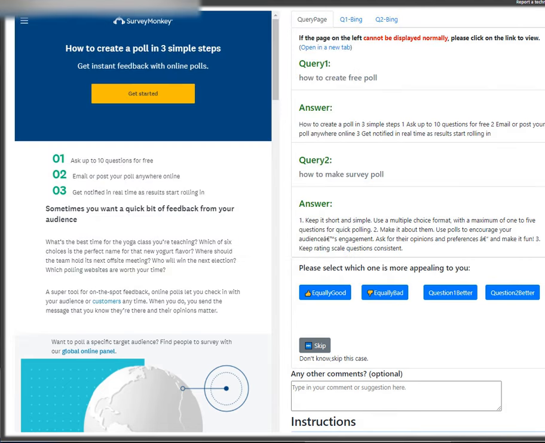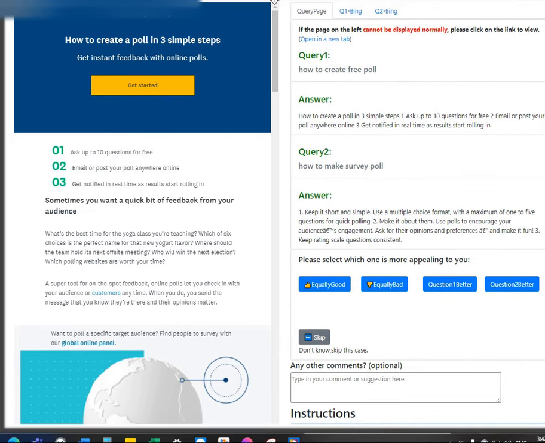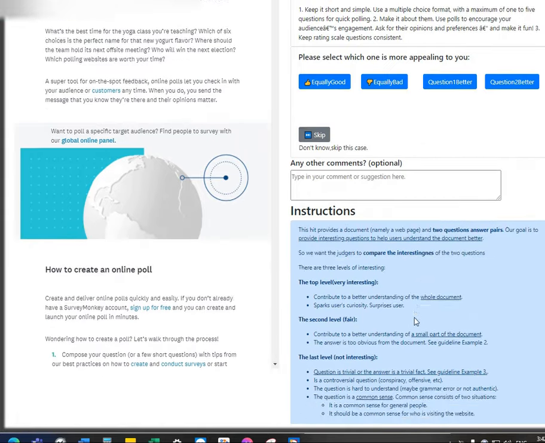My name is Ghost, and for today's recording, we are working on a HIT called Document Question Interesting Pairwise. This is not an easy HIT to work with. What we have to do is check if query number one and query number two are equally good, equally bad, or if question one is better or question two is better. Let's pull up the instructions.